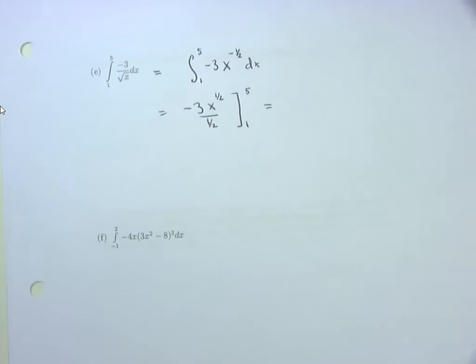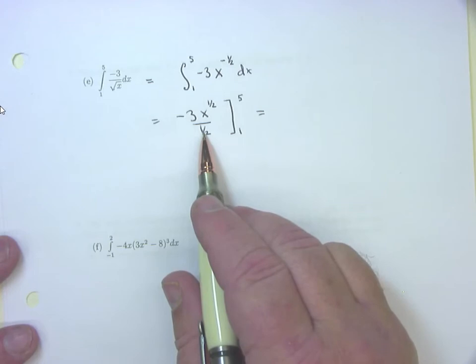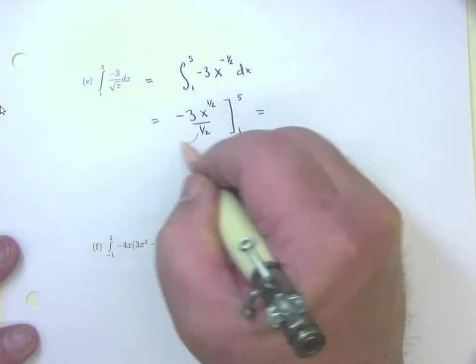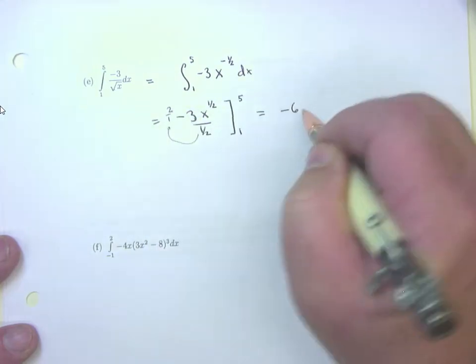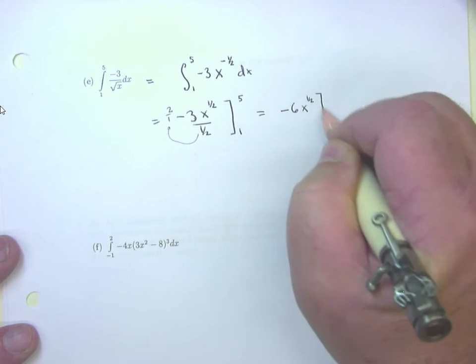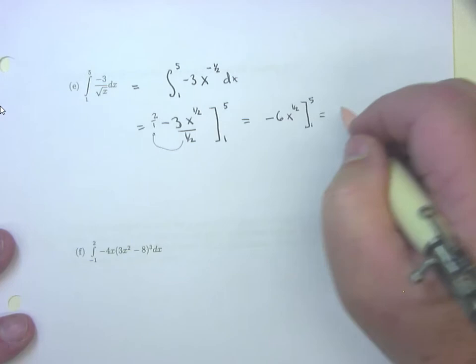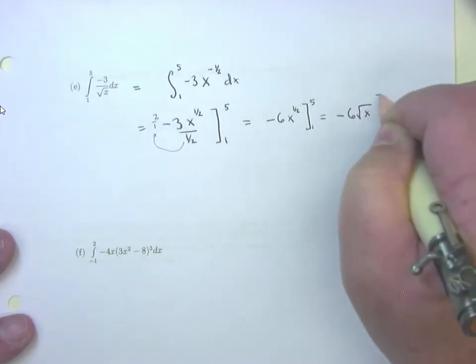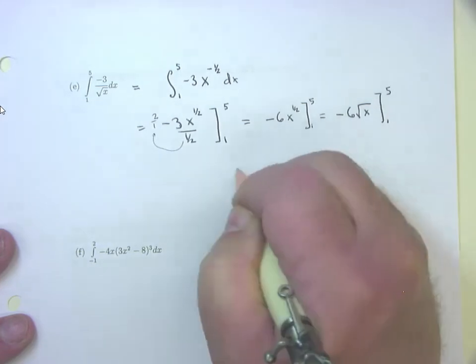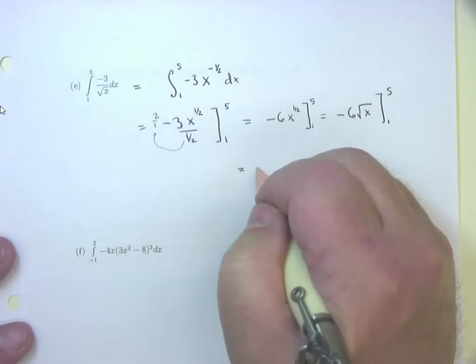But before I plug in top minus plug in bottom, I'm going to clean this guy up. When you divide by a half, how do you clean that up? Divide by a half, you invert and multiply by the reciprocal, and that gives you what? 2 over 1. And 2 times -3 is actually -6 times x to the 1/2, evaluated from 1 to 5. I'm going to clean it up one little further here. A 1/2 power is a square root, so this is -6 times the square root of x evaluated from 1 to 5.